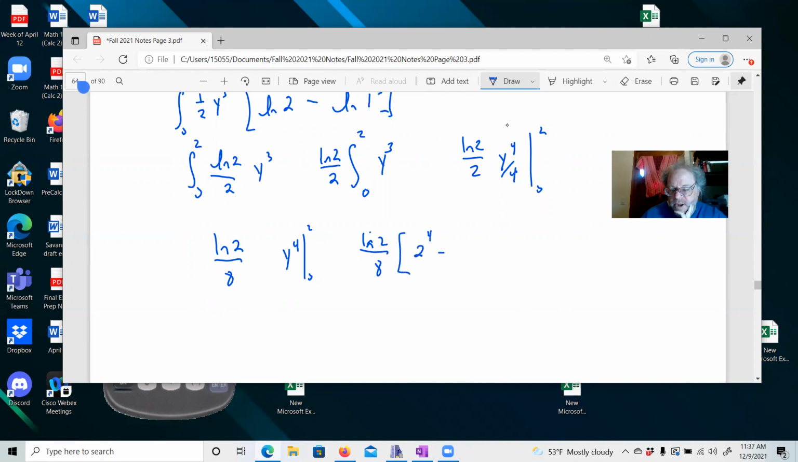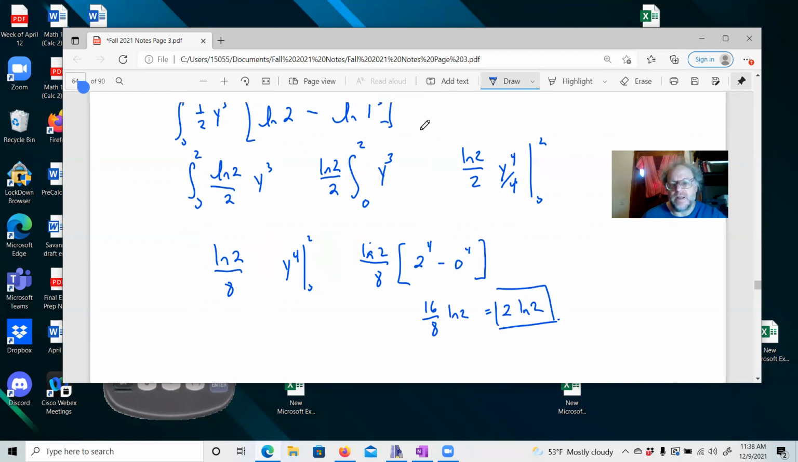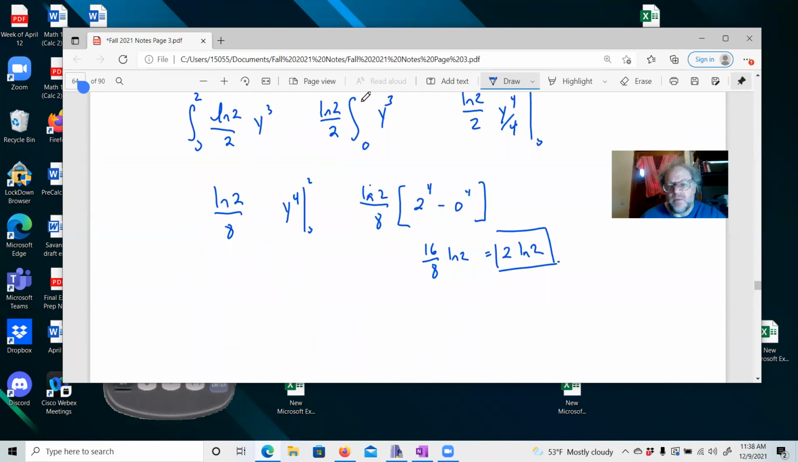2 to the 4th minus 0 to the 4th. 2 to the 4th gives me 16. So this is 16 over 8 ln 2. Okay, 16 over 8 is 2 ln 2, and we are done. So that's how you would integrate that. All right, let's look at one a little bit harder.